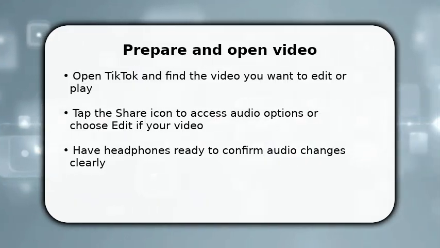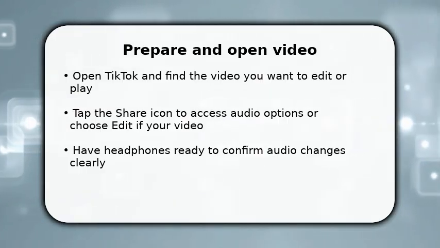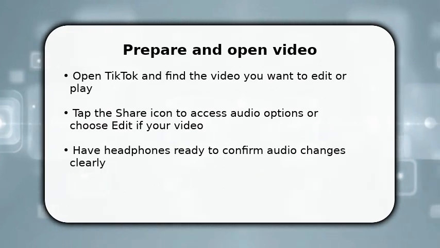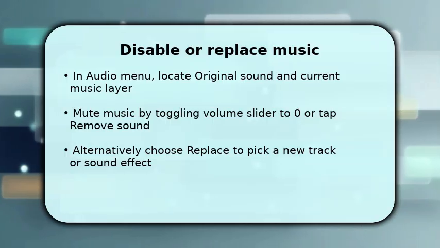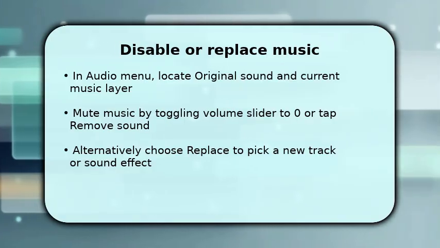Now proceed to the audio menu so you can isolate the background track. This first move sets up the rest of the removal steps. Once in the audio menu, find the music layer labeled by song name or original sound. You can mute it by dragging the music volume slider to 0 or selecting Remove Sound. This stops background music while keeping other audio.